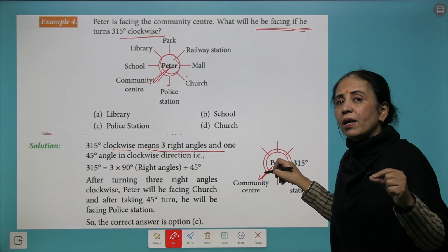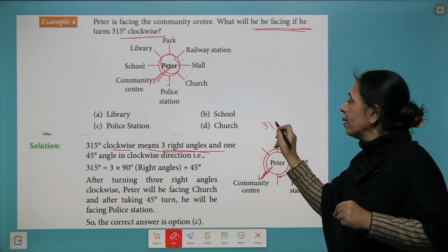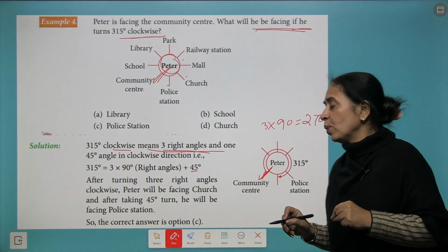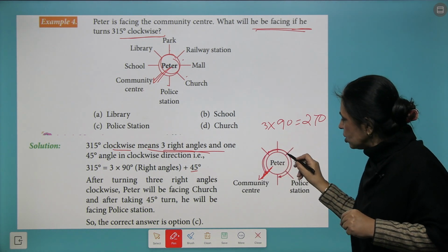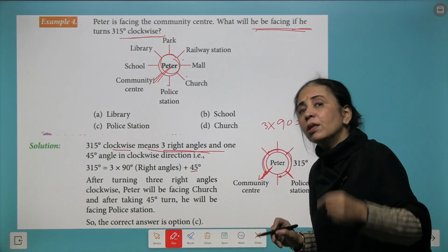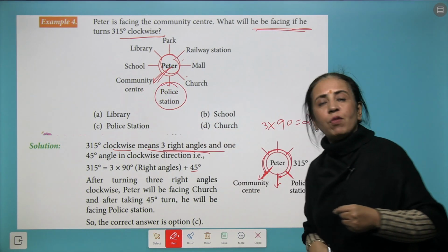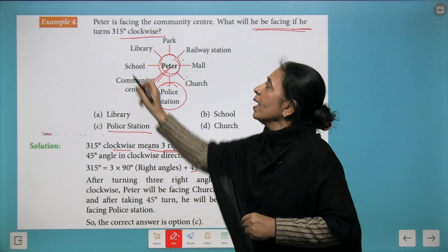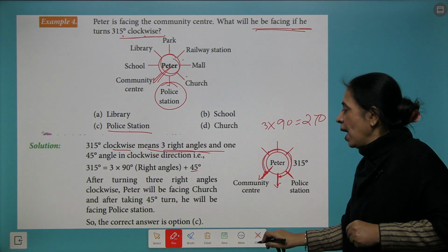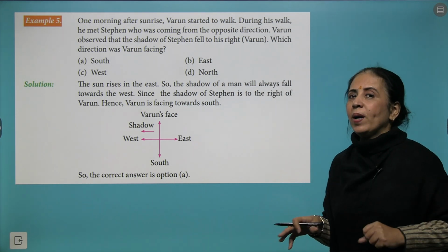And when you talk about 315 degree, it directly indicates 3 right angles, because 3 times 90 gives you 270, and then we add 45 to it. So we'll take 3 right turns. It comes at police station, and from police station again another 45 degrees. So this becomes his reaching point, and here we have a police station. So we say after taking a turn of 315 degree clockwise, he reaches police station. And we understand the concept of movement of clockwise and anti-clockwise with this.